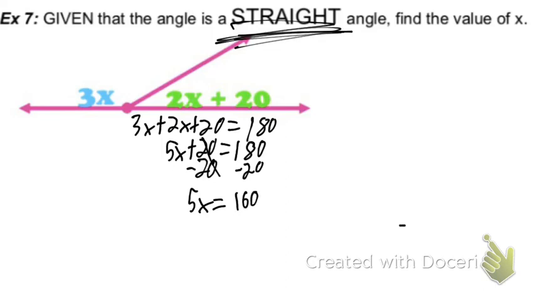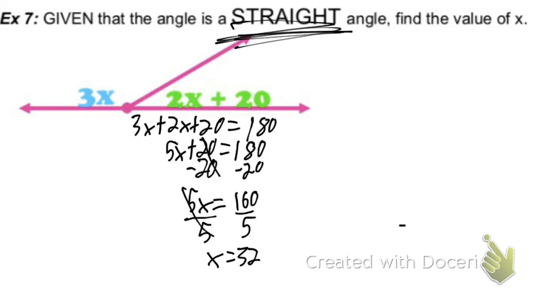Okay. So now what would we do here, Bailey? You have 5x equal to 160. How do you get x by itself? Divide by 5 on both sides. 32. X is 32. If you don't already have that, you can totally do that math on the side. Use a calculator, either one.